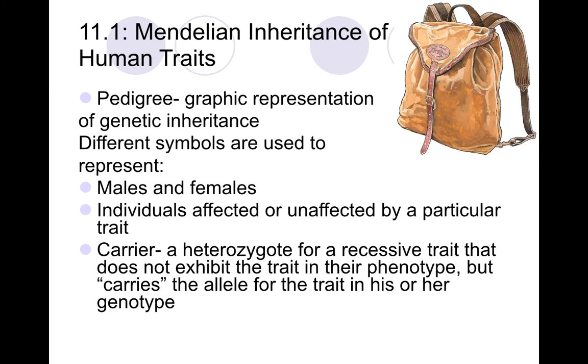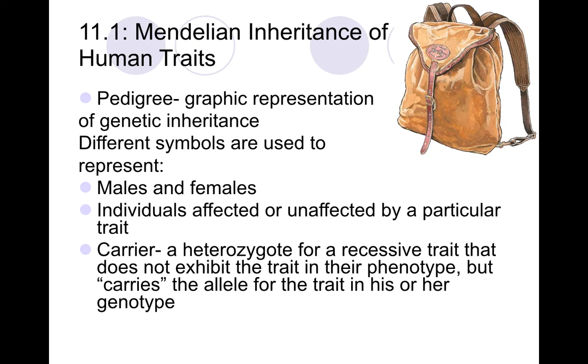There are different symbols that are used to represent males and females. You have different symbols that represent individuals who are affected or unaffected by a particular trait. A carrier is heterozygous for a recessive trait that does not have the disease in their phenotype, but does carry the allele so they can pass it down.